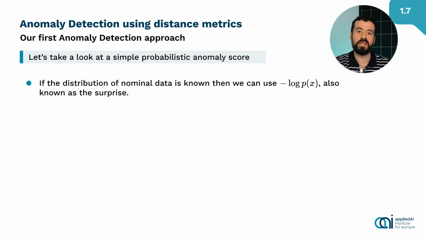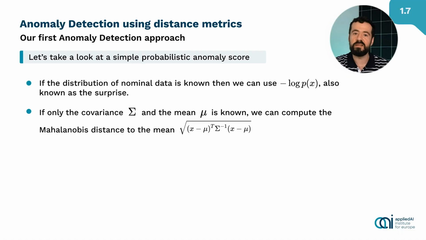However, this is often a case that we cannot expect to have. Usually we don't have an idea how the nominal data is distributed, and of course estimating the distribution of data is a hard task on its own. Slightly simpler is estimating the covariance and the mean of a distribution. In this case, we can take the following distance, which is called Mahalanobis distance, in order to evaluate whether a point is anomalous or not. The Mahalanobis distance takes the following shape. So you take the difference of your observation with the mean that you've estimated, and then you take this quadratic form with the inverse of the covariance matrix and take the square root of that.